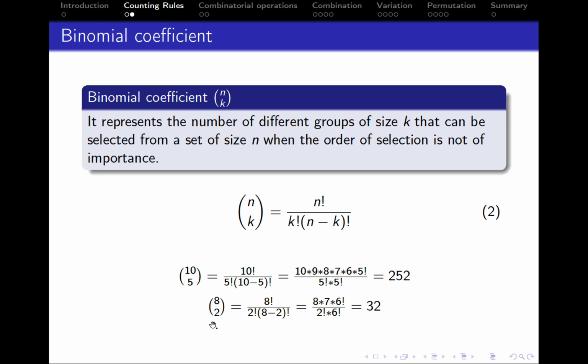For example, if we need to select 2 objects out of 8 objects, we get the following expression, and when we solve it, we get that this binomial coefficient is equal to 32.